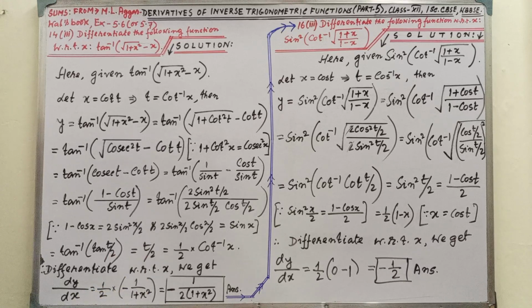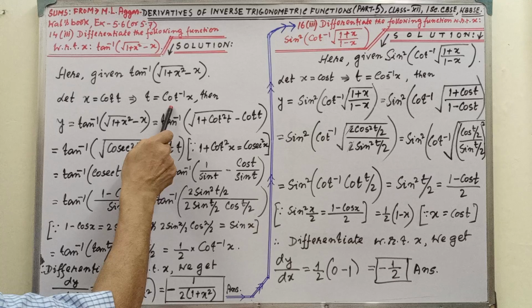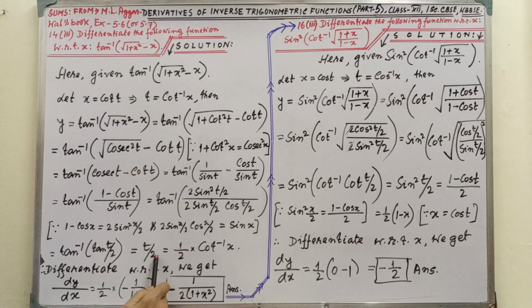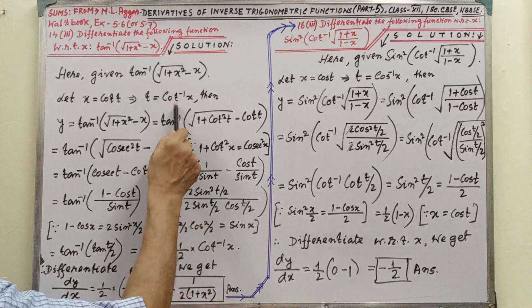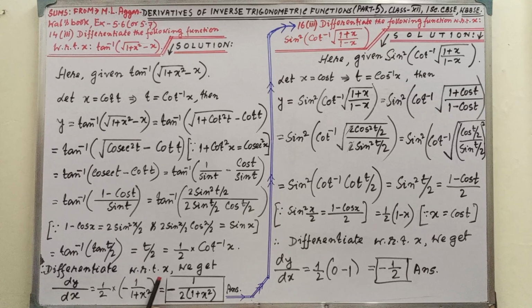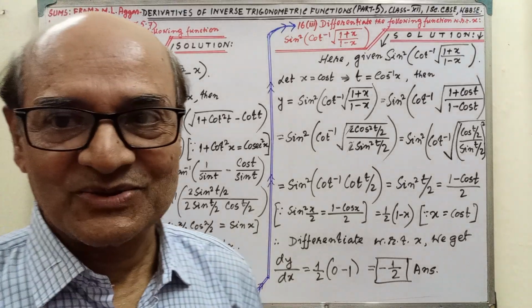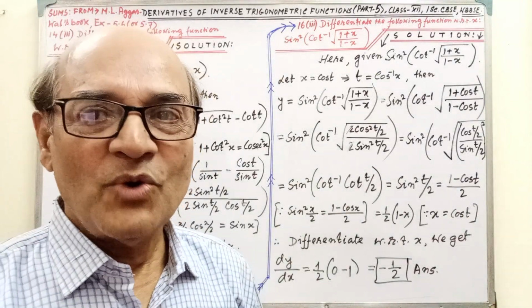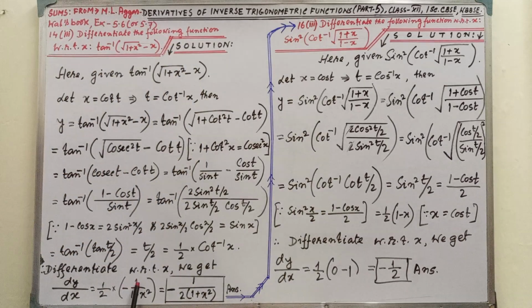Now we have to put the value of t. Value of t is cot inverse x. So after taking half, in place of t we are writing cot inverse x. Now differentiate with respect to x, we get dy by dx, taking y. Dy by dx equal to half will come outside, and differentiation of cot inverse x is minus 1 by 1 plus x square. By simplifying we are getting minus 1 by 2 into 1 plus x square. This is the answer. Very simple.